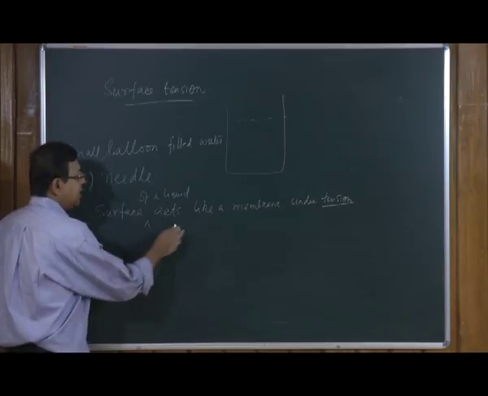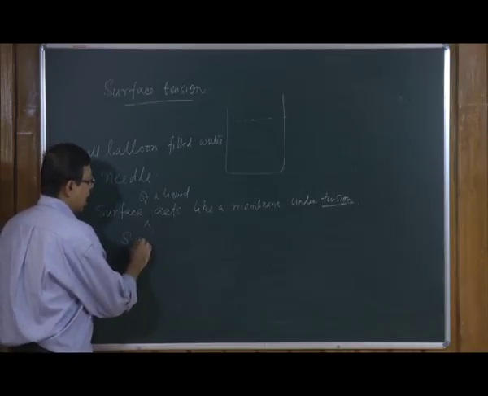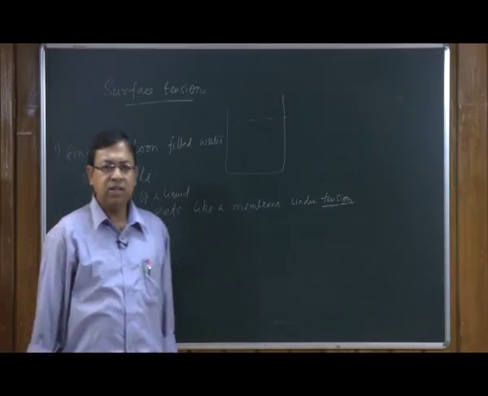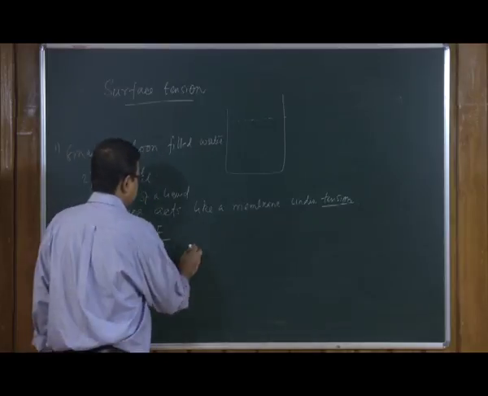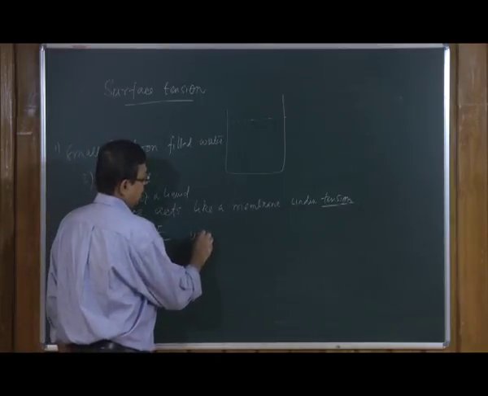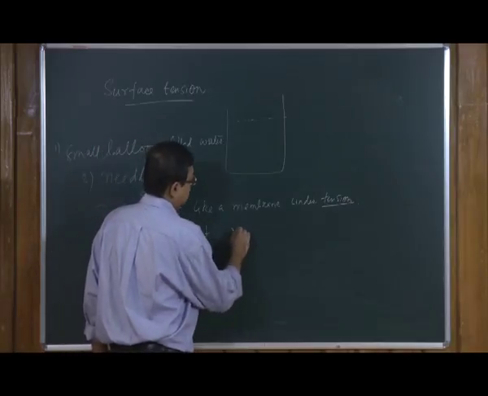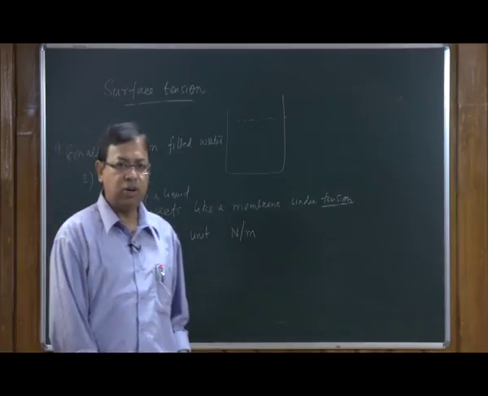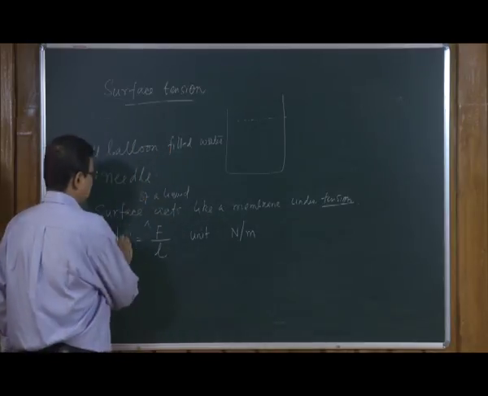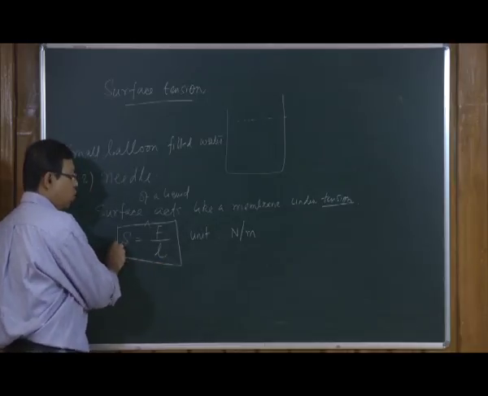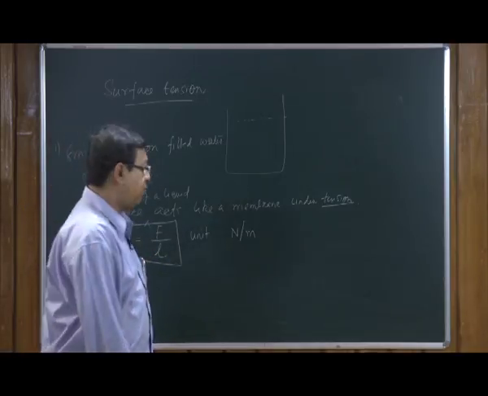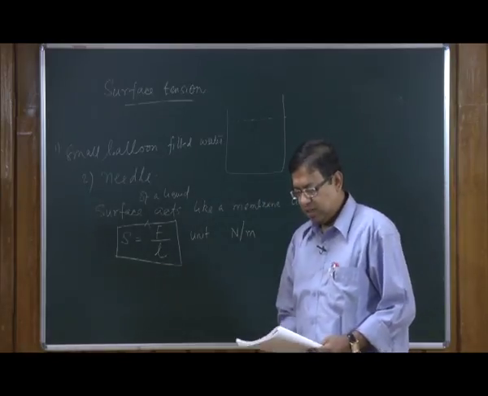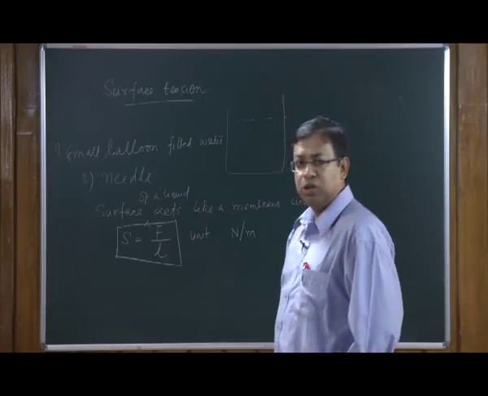So, this tension is called surface tension, and it is defined as the force per unit length, and this has unit of Newton per meter. This is the definition of surface tension, that it is force per unit length, and the unit, as you understand, is Newton per meter.